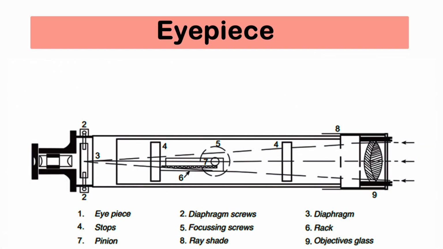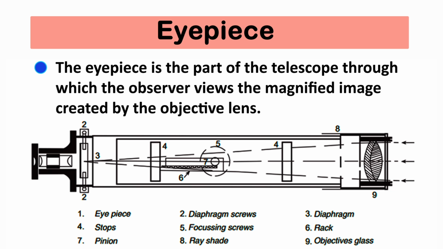Next is the eyepiece. The eyepiece is the part of the telescope through which the observer views the magnified image created by the objective lens. It usually includes two plano-convex lenses with equal focal length positioned within a tube. The curved surfaces of these lenses face each other and are spaced apart by a distance equal to the focal length of either lens. Next important one is the diaphragm.